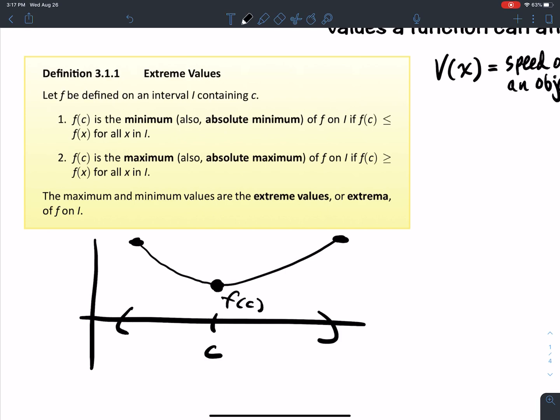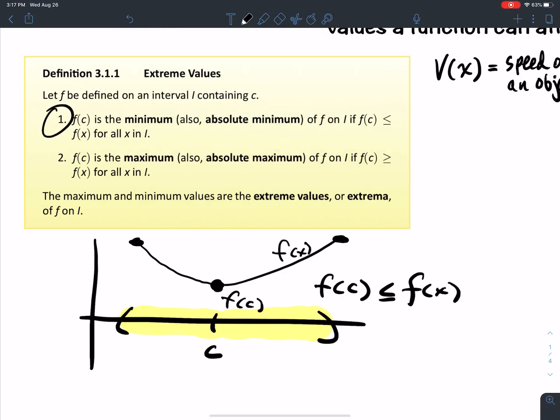So for any x in this interval, f of c is less than or equal to f of x. So that would be an absolute minimum on that interval. Okay, so that's number one.